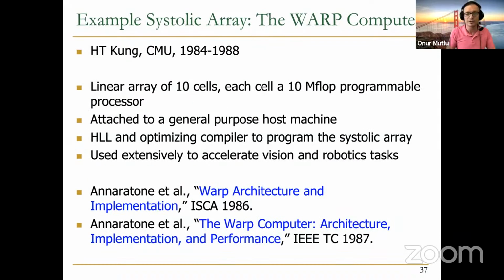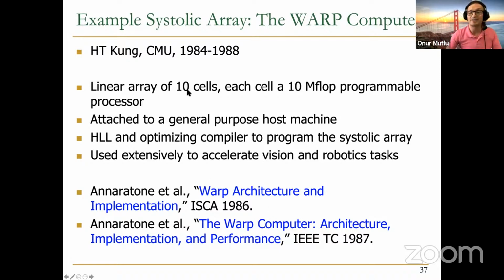But before we go into Google TPU, the first systolic arrays were actually implemented at Carnegie Mellon University, where I used to teach, where H.T. Kung used to teach also. He did some of these seminal works on systolic arrays while he was there. Basically, they wanted to accelerate vision and robotics tasks at the time. You can read the papers that they have written.